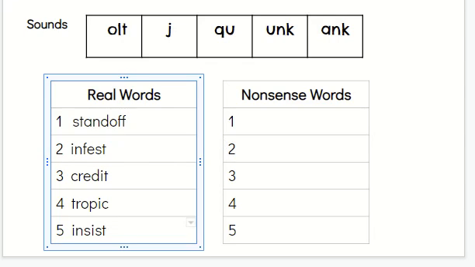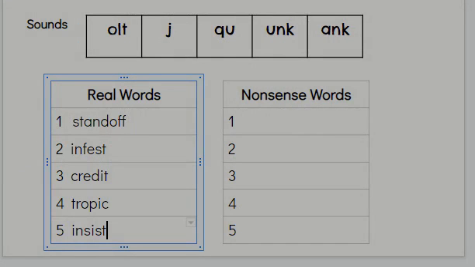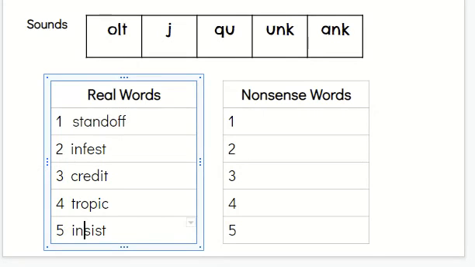Let's move over. Actually, let's read these together one more time. Number 1, standoff. Number 2, infest. Number 3, credit. Number 4, tropic. And 5, insist. All right, let's do some nonsense words.